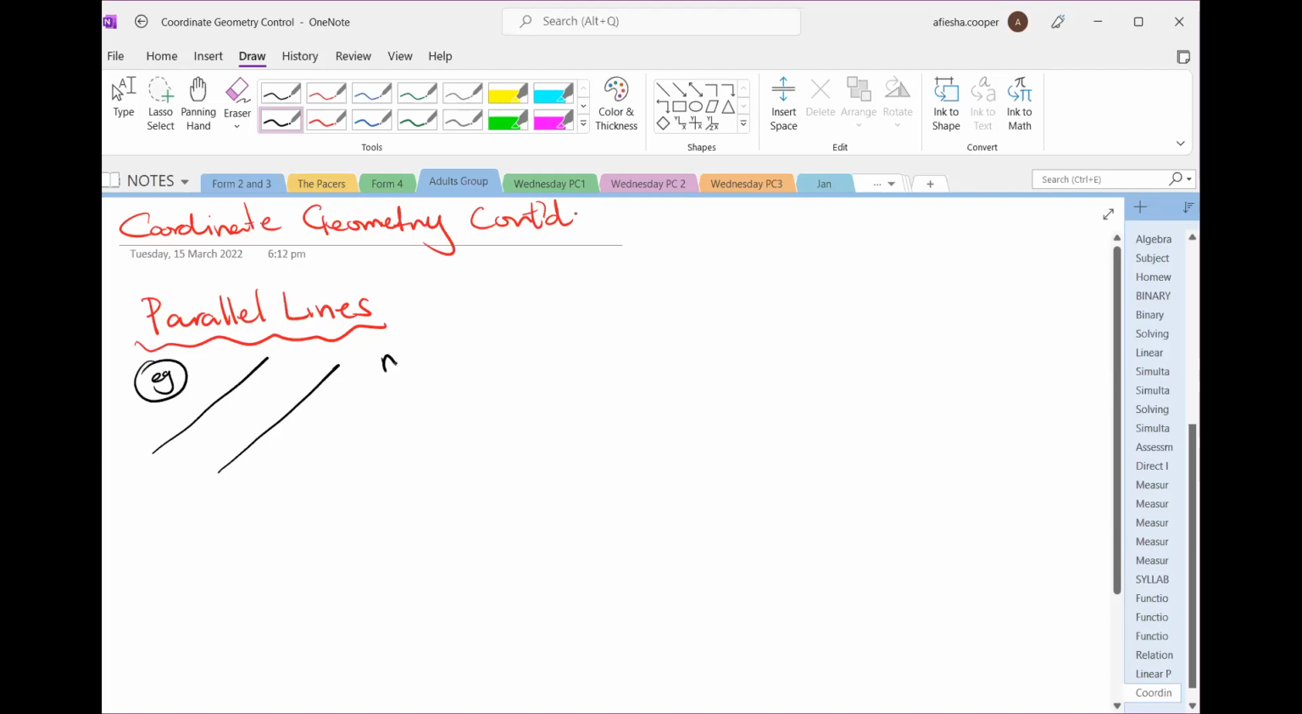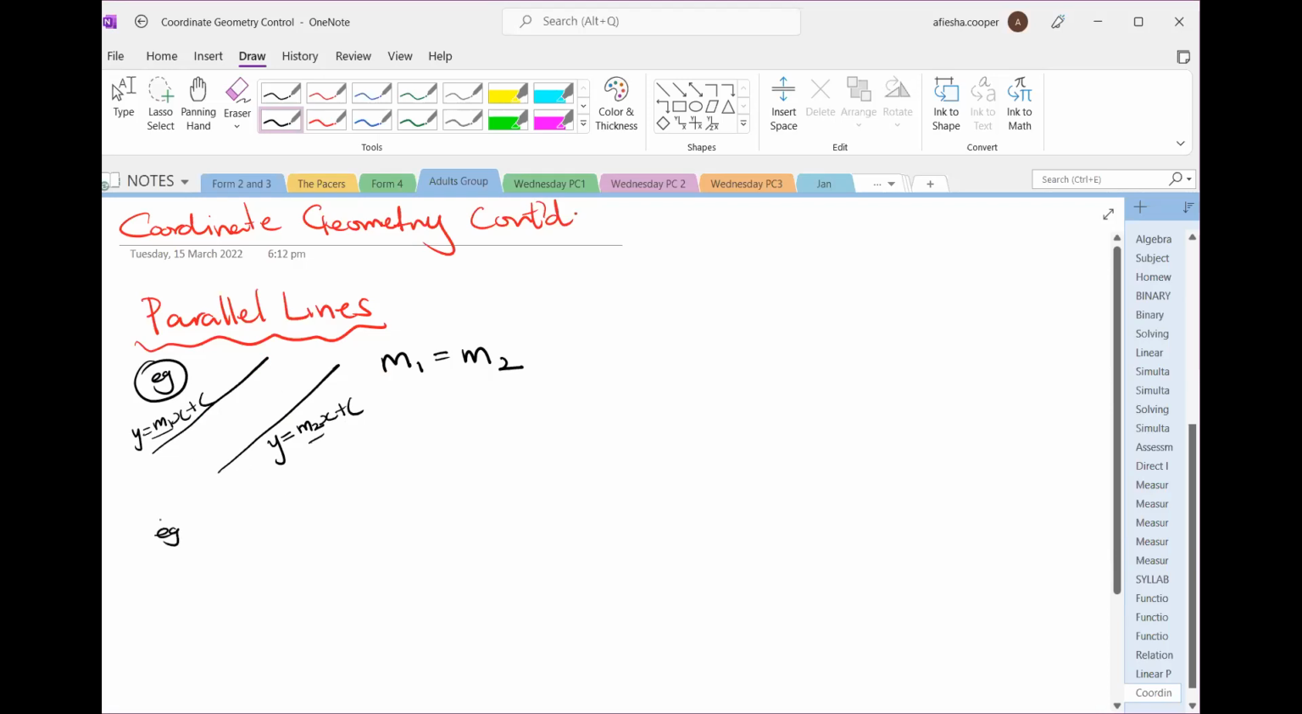Now for parallel lines, the gradients are equal to each other because, as I rightfully said just now, they have the same orientation. So meaning they have the same slope, they have the same gradient. So if this line is y is equal to m1x plus c, then this line is y is equal to m2x plus c. And we know that the gradients are equal to each other, so m1 is equal to m2.